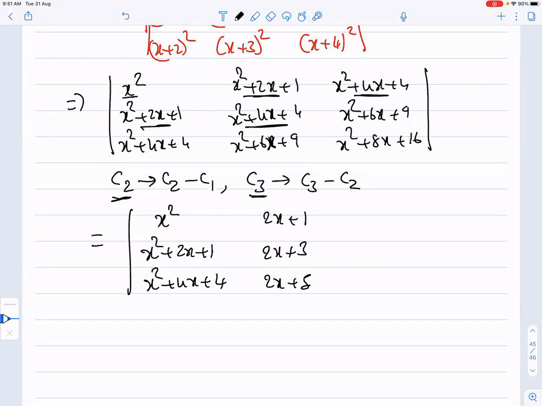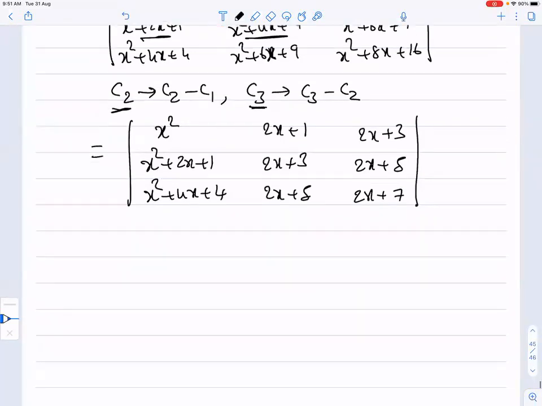Again, C3 minus C2. This minus this. x square cut. 4x minus 2x, 2x. 4 minus 1, 3. 2x plus 5. 2x plus 7. Correct, students? Now I'll reduce it further by doing a row operation.